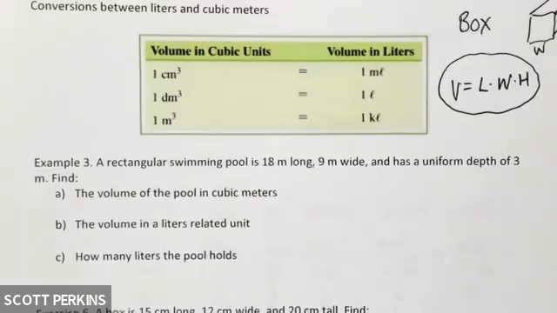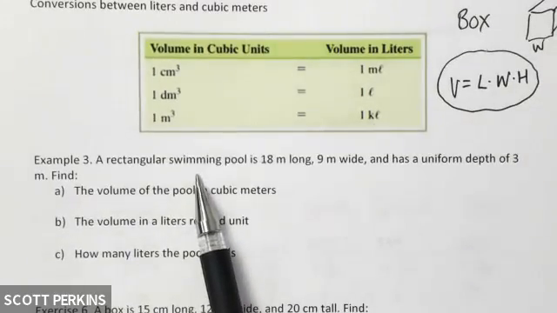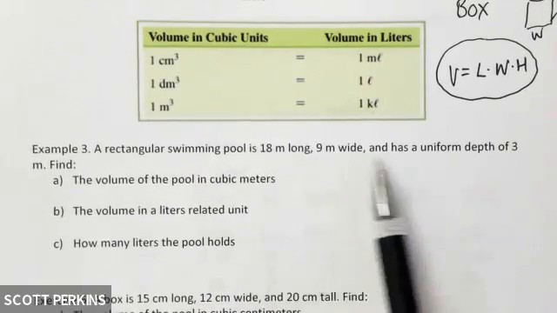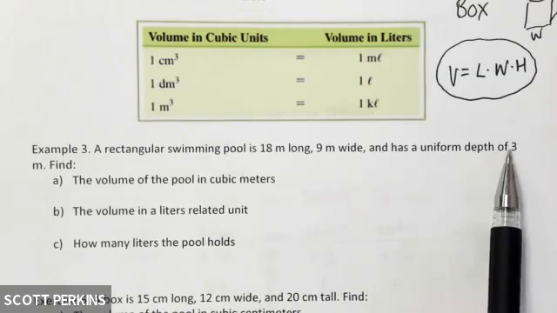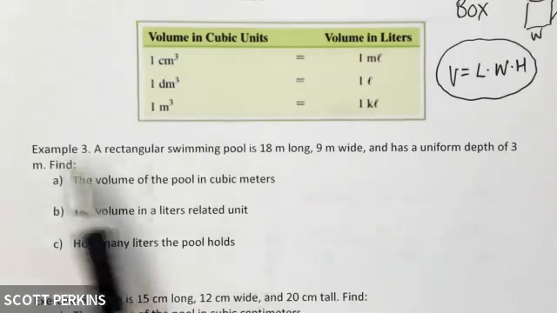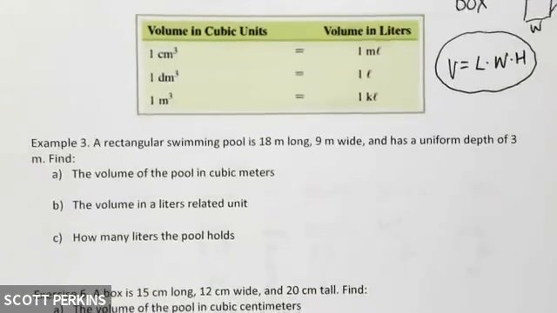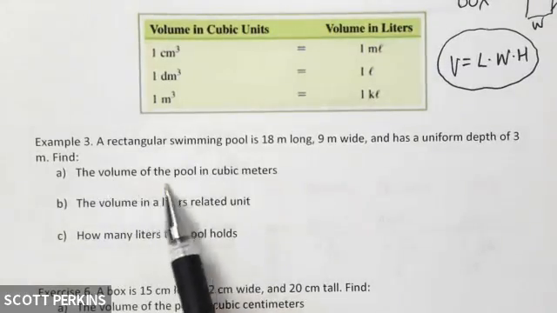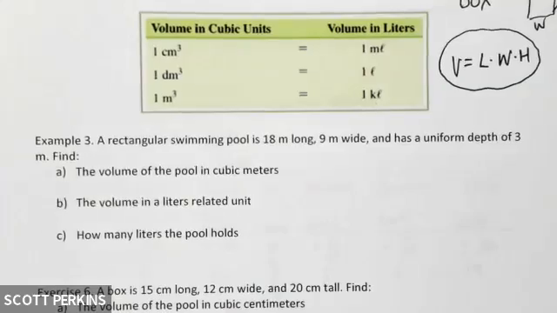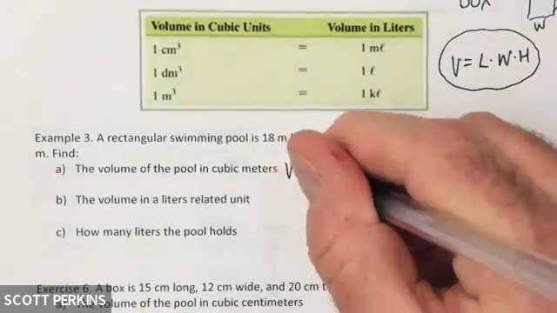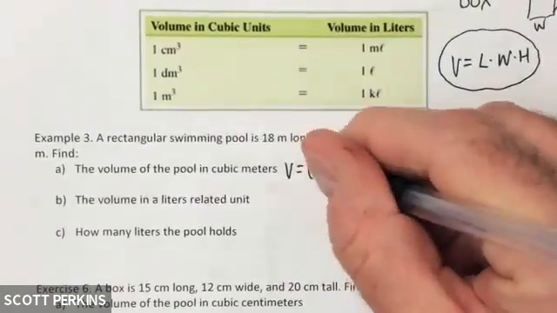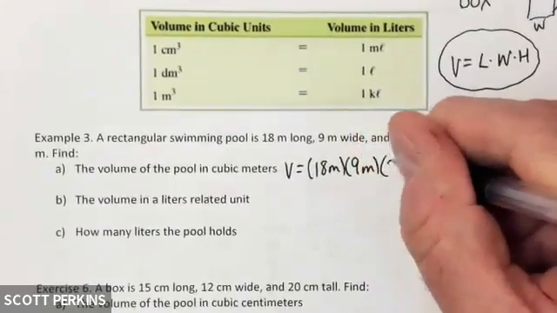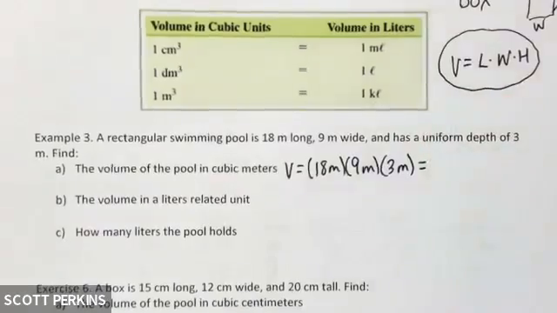Here's my example. We got a swimming pool. Our swimming pool is 18 meters long, it's 9 meters wide, and it just has a uniform depth, to keep this problem nice and straightforward, of 3 meters. So it's just a big box filled with water. So what we're going to do first is we're going to find the volume of the pool in cubic meters. Okay, well, we can do that. The volume of this pool is going to be 18 meters times 9 meters times 3 meters. We're just going to multiply these 3 things together.